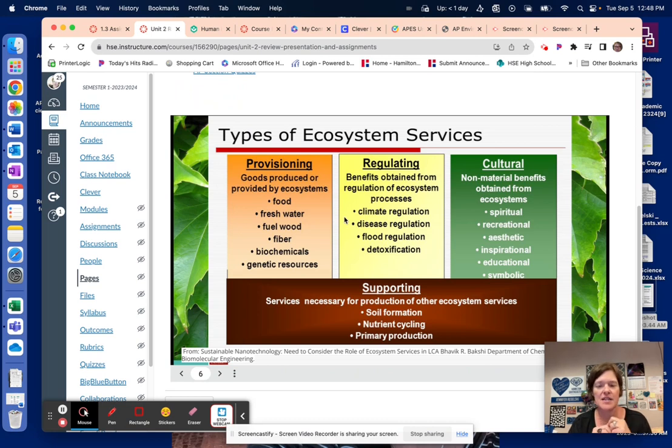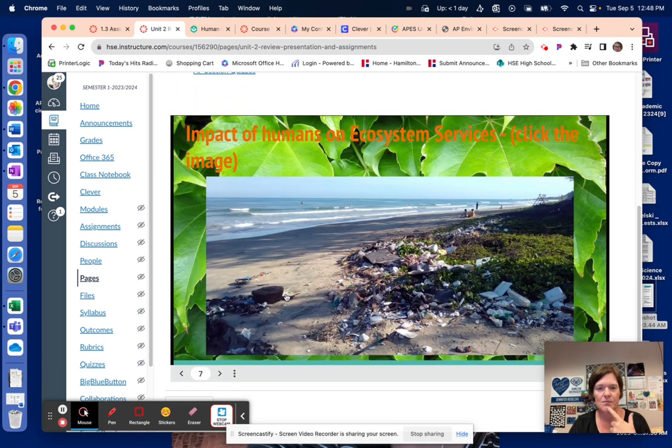And then understanding the different types of ecosystem services. We've got provisioning, regulating, cultural, and then knowing that supporting services are kind of the foundation for the other three. We couldn't have those other three types, we wouldn't even have ecosystems, if we didn't have these supporting services that ecosystems provide for us. So that's really important.